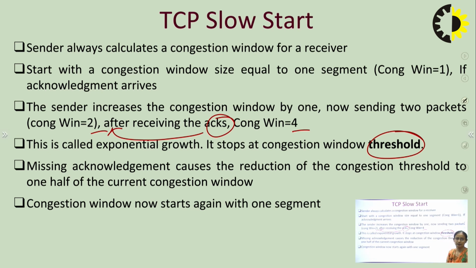A missing acknowledgement causes the congestion window to be reduced to 1/2 of the current congestion window. For example, if my congestion window is 4 and TCP finds that it is not receiving the acknowledgement, it will assume that there is congestion in the network, and for the next cycle it goes from 4 to 2. Now the congestion window starts again with 1 segment.